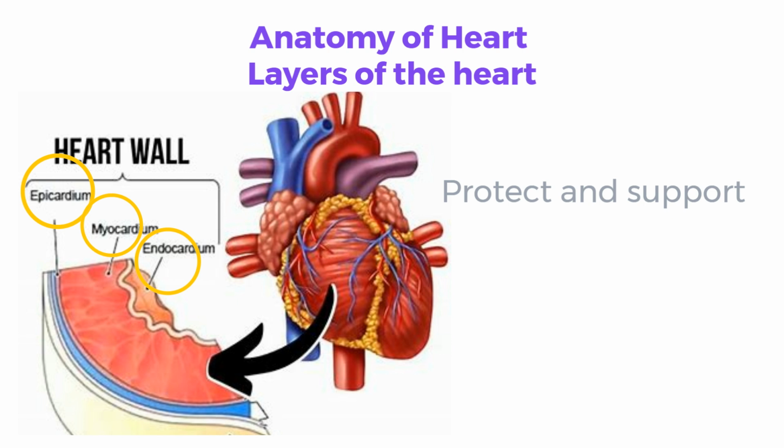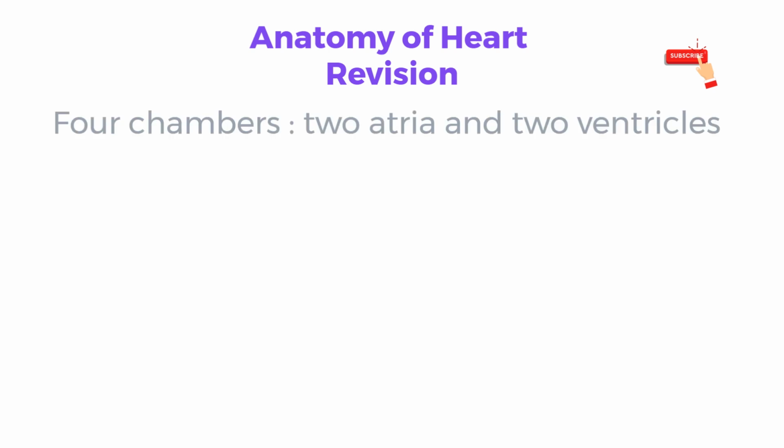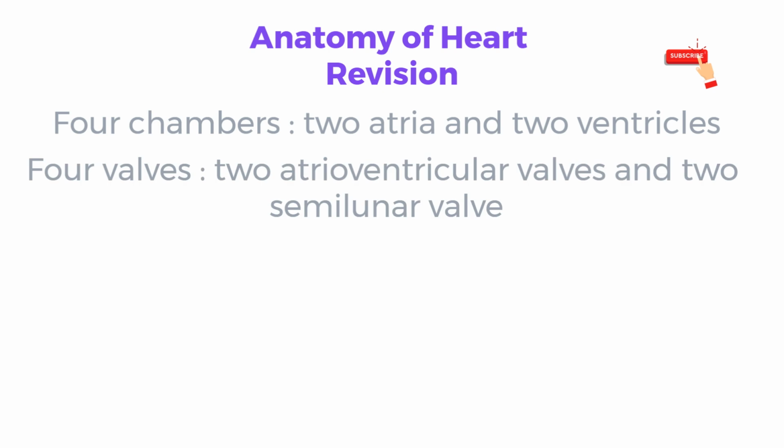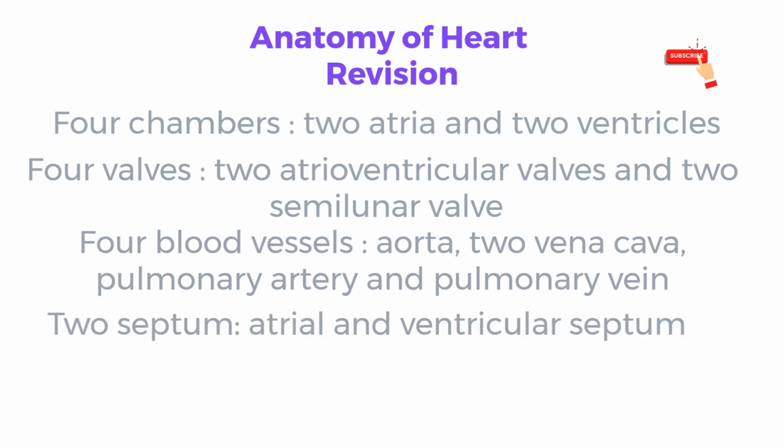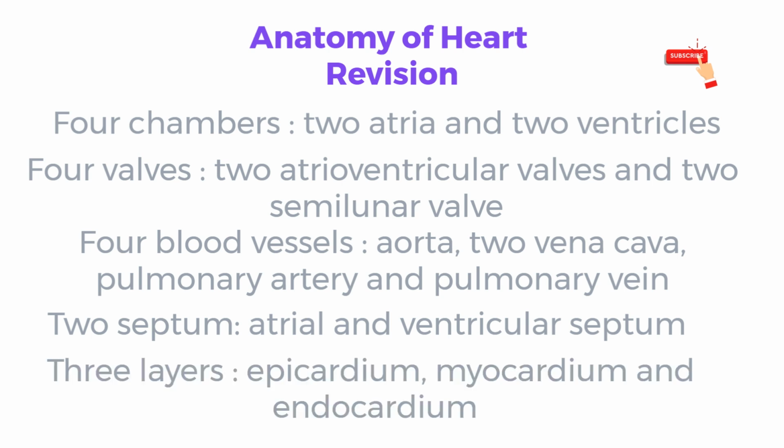Let's revise what we all discussed. The heart has 4 chambers, 2 upper atria and 2 lower ventricles. The heart has 4 valves, 2 atrioventricular valves and 2 semilunar valves. The heart has 4 blood vessels: aorta, 2 vena cava, pulmonary artery and pulmonary vein. The heart has 2 septum, atrial and ventricular septum. Lastly, the heart has 3 layers: epicardium, myocardium and endocardium.